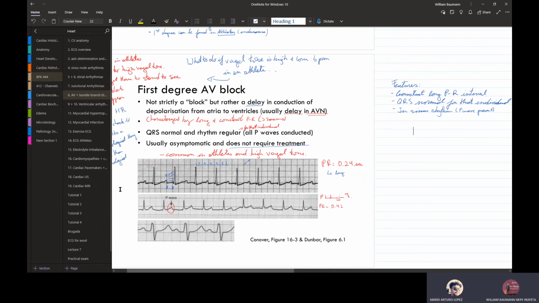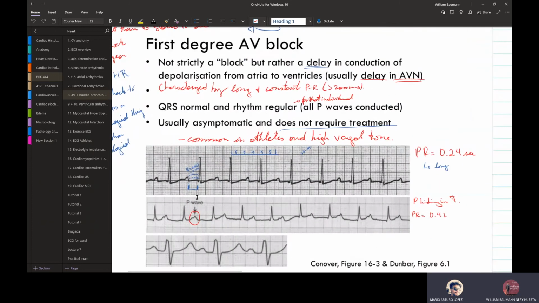All right. Let's zoom in. And here it is. Long PR. Long PR. Long PR. You've got to measure this, right? And you're going to see that the PR is greater than 1 big square. We know that's long. All right. Look at this one, the second tracing.